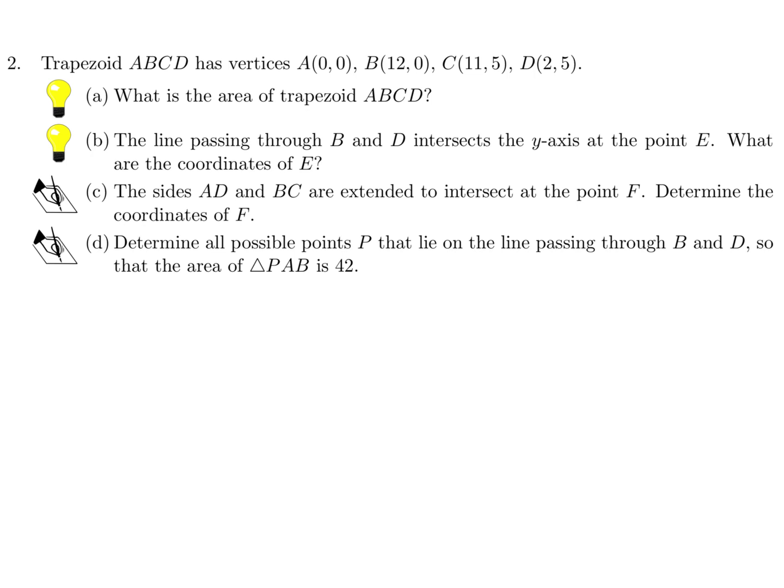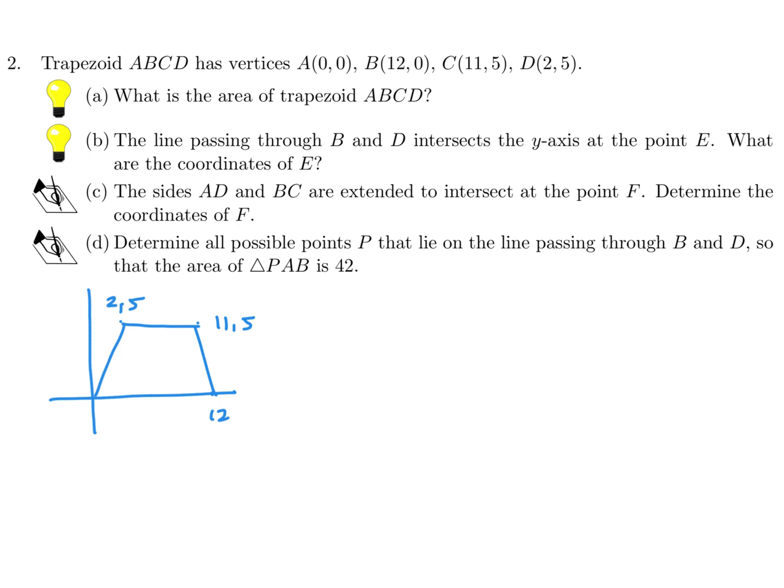Trapezoid ABCD has vertices A (0, 0), B (12, 0), C (11, 5), and D (2, 5). What is the area? Let's draw this. We've got 12, 0, and then 11, 5, and then 2, 5, right here, approximately. And let's connect the dots. And there we go. Probably not drawn to scale, but that's okay.